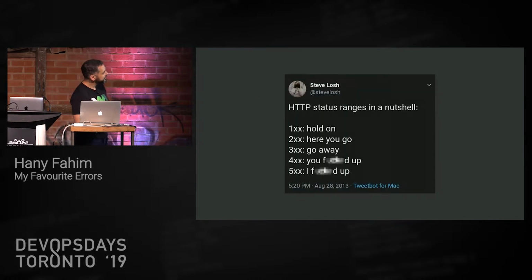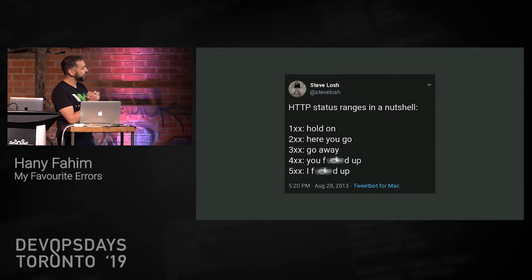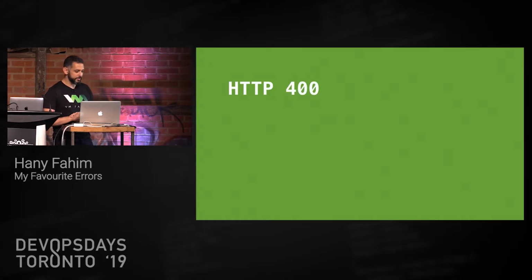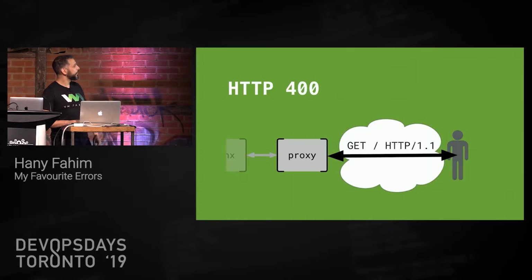A while back, this guy named Steve Losh sent out this tweet that gives HTTP status ranges in a nutshell, and it couldn't encapsulate it more perfectly. You have your 100 series, hold on. 200, here you go. 300, go away. 400, you, the client, messed up. 500, I, the server, messed up. Very, very apt.